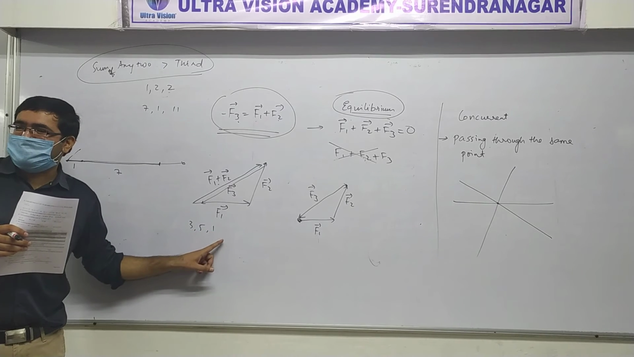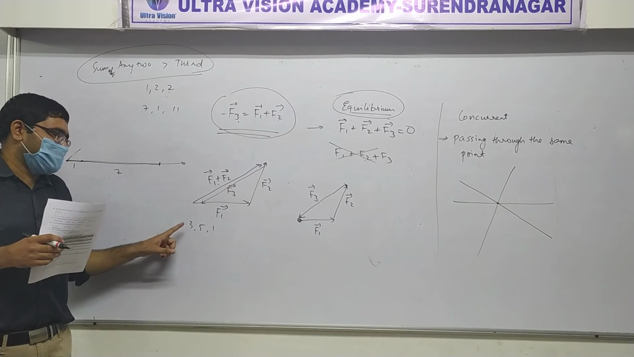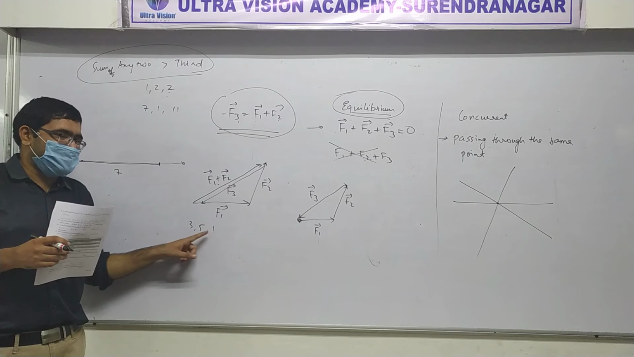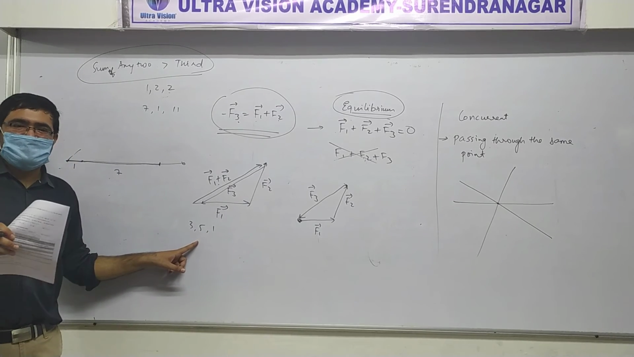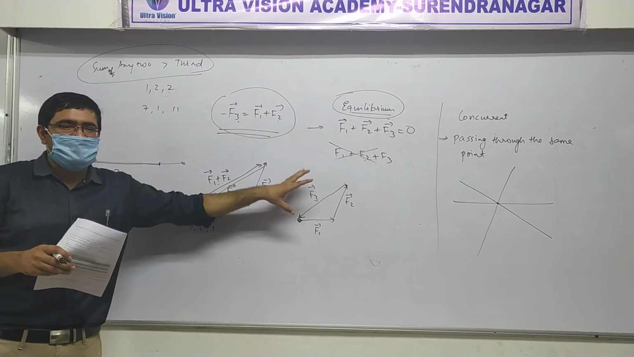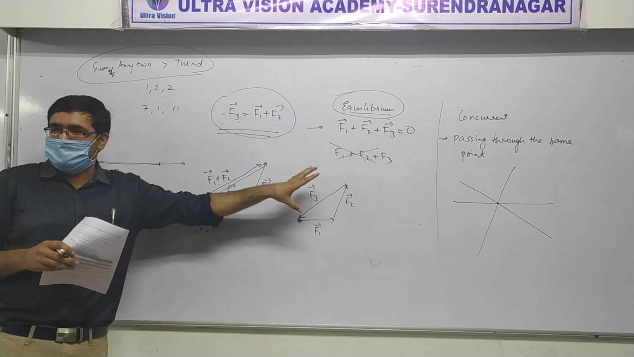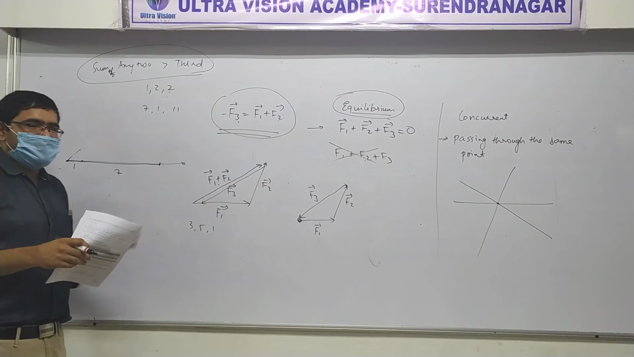Is 3 plus 5 greater than 1? Yes. Very good. Is 3 plus 1 greater than 5? No. So this is not possible to make a triangle like this. You understand what I'm saying? Yes. Okay.